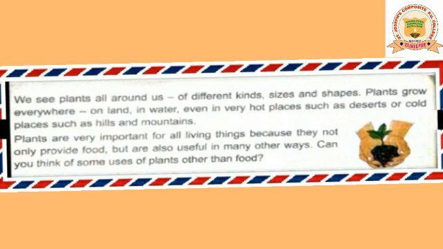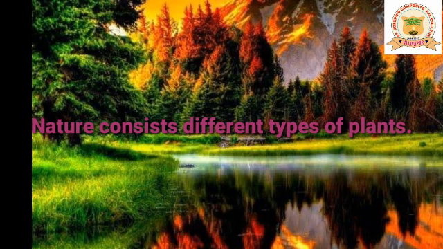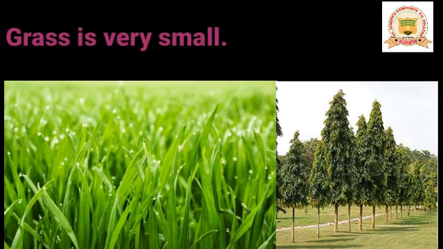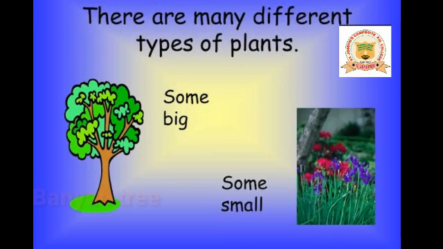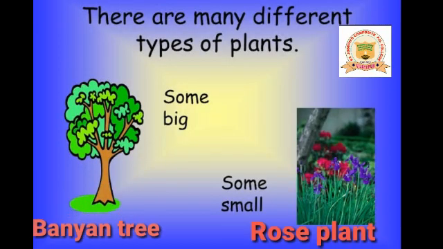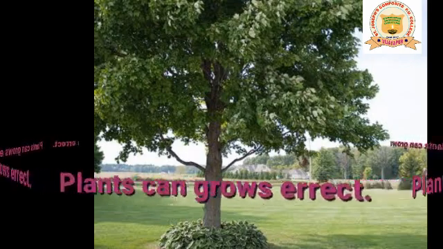Now I explain this one para, children. So listen. Our nature consists of different types of plants. Grass is very small and the Ashoka tree is very tall. See the grass and the Ashoka tree. Now some plants like the banyan tree are very big and the rose plant is very small. So some plants are big and some are small. Plants can grow erect.